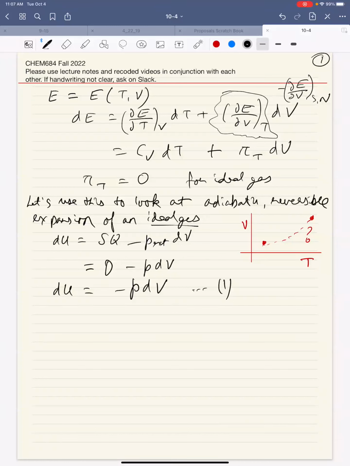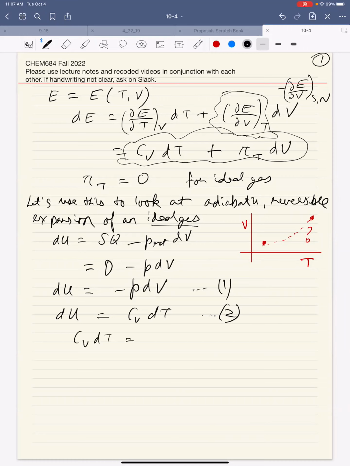So what else can we say about dU, looking at this equation, where I wrote U as E, for an ideal gas? It is CV dT, right? So that's equation number two. The dU is the same in both one and two, so let's write them together. So that becomes CV dT is equal to minus P dV.